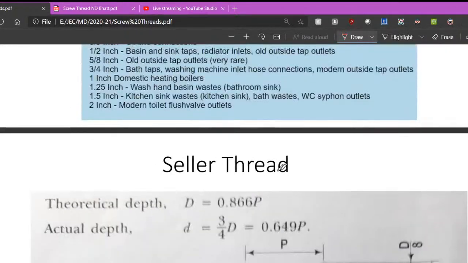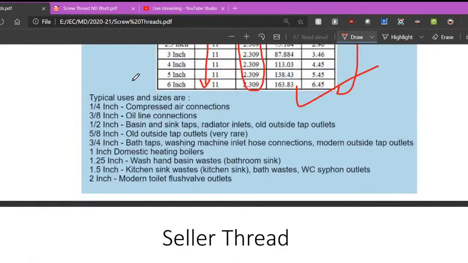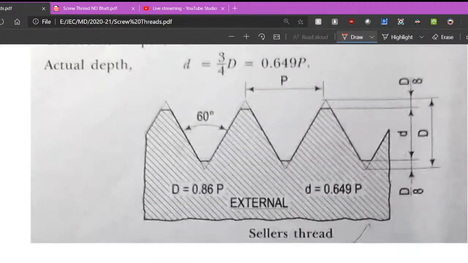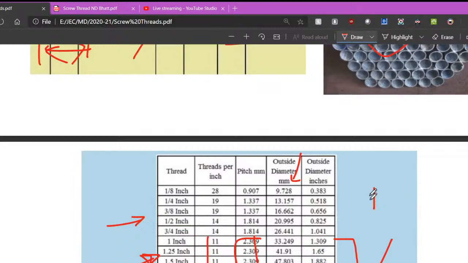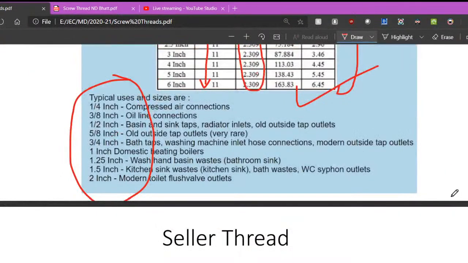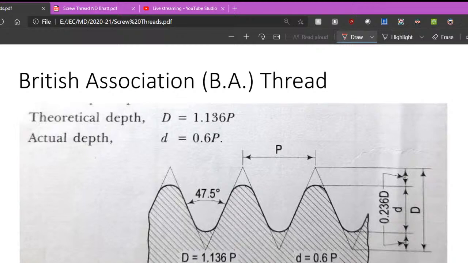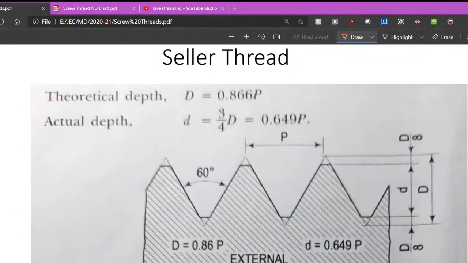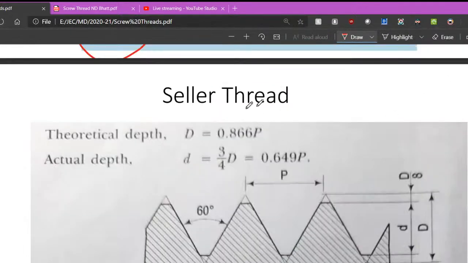So again here it is mentioned various typical sizes and uses. These are the standardized forms, and these are used. Again the profile is same, British standard Whitworth thread, same profile, that thread angle 55 degrees is used, and actual and small depth is same. This thread is used mainly in USA.